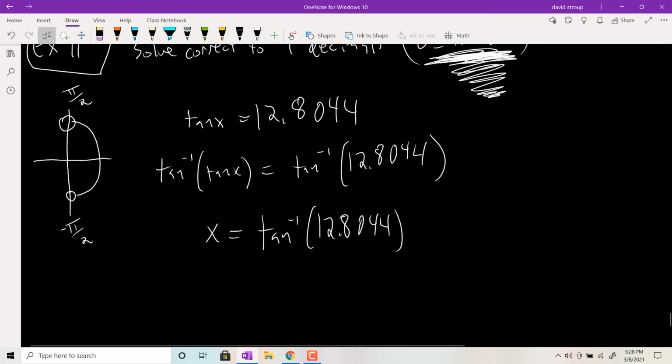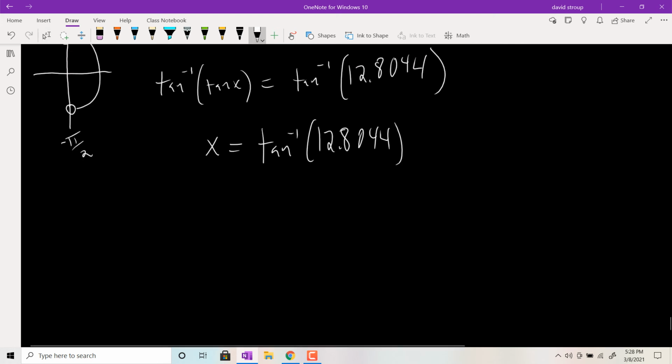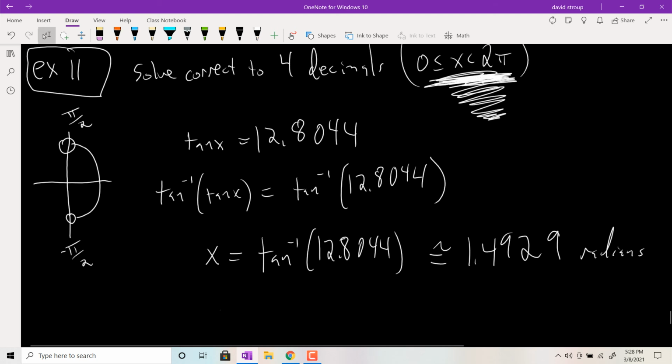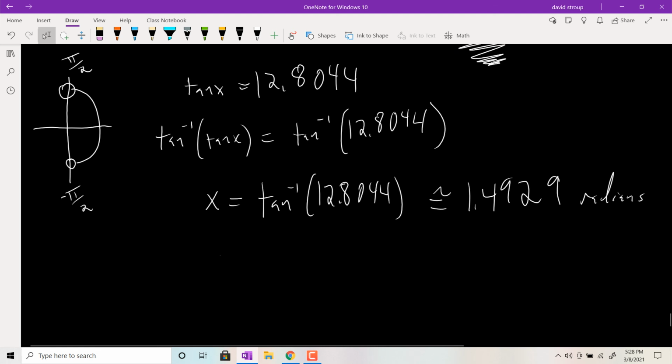Okay, so I plugged tan inverse of 12.8 into my calculator. Make sure you're in radians, okay? And you get a calculator answer of 1.4929 radians. 1.4929 is a little less than pi over 2. Pi over 2 is like 3 divided by 2, which is like 1.5. Okay, you think that way. So we got one answer, in the first quadrant. We need the answer that's also in the third quadrant, right?